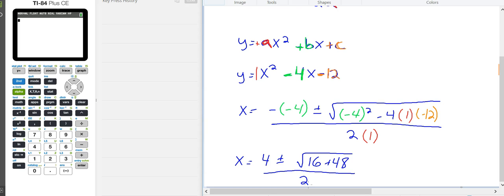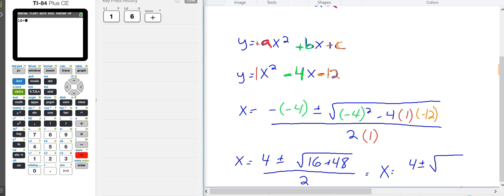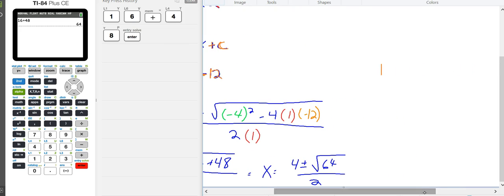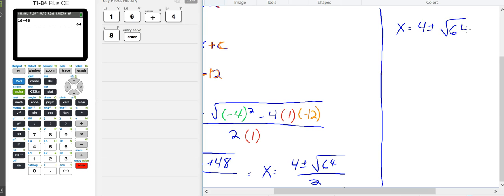We need to further simplify this equation. So x is equal to 4 plus or minus the square root of whatever 16 plus 48 is. 16 plus 48 is 64, over 2. Let's keep on going. So x is equal to 4 plus or minus the square root of 64 over 2. The square root of 64 is 8. So x is equal to 4 plus or minus 8 over 2.